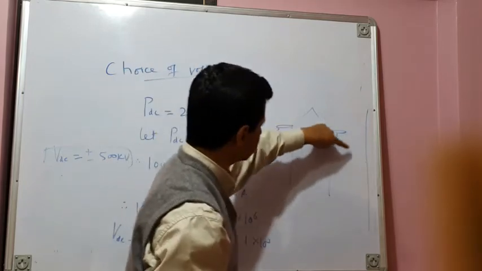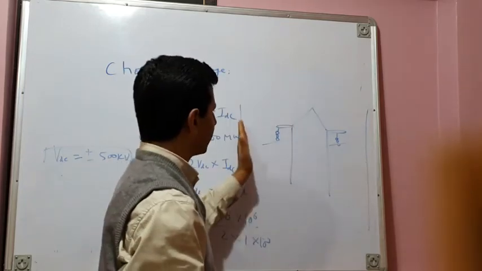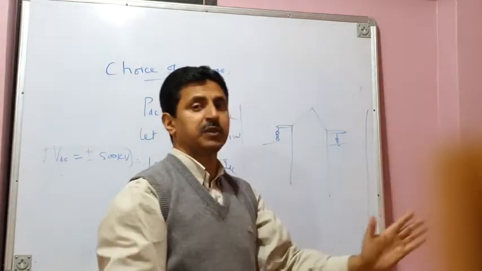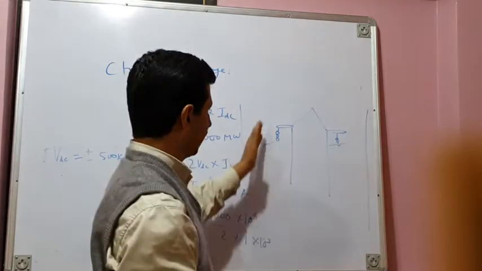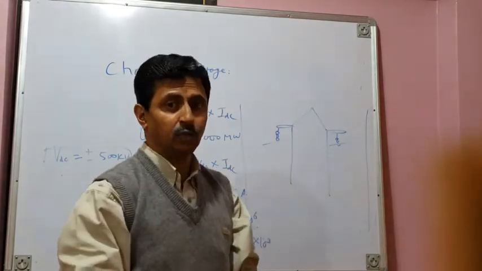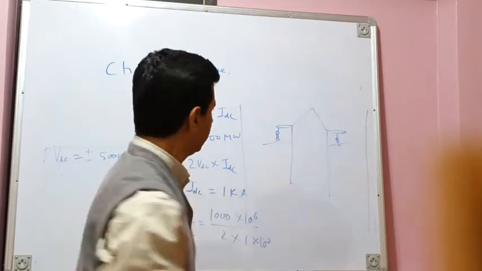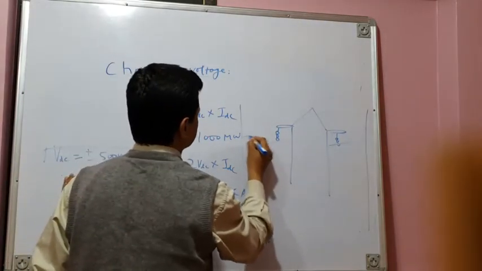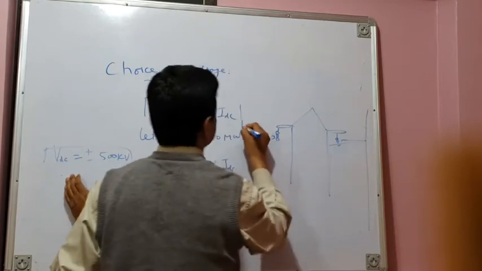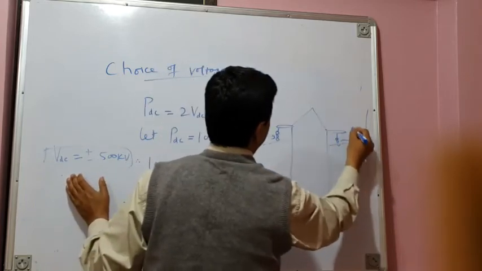You don't have to purchase only this much of land. On this side as well as on this side, there should be some clearance, because the line is operating at a very high voltage, 500 kV. So therefore you have to cut. This is the right of way. This is ROW, right of way, on both sides.